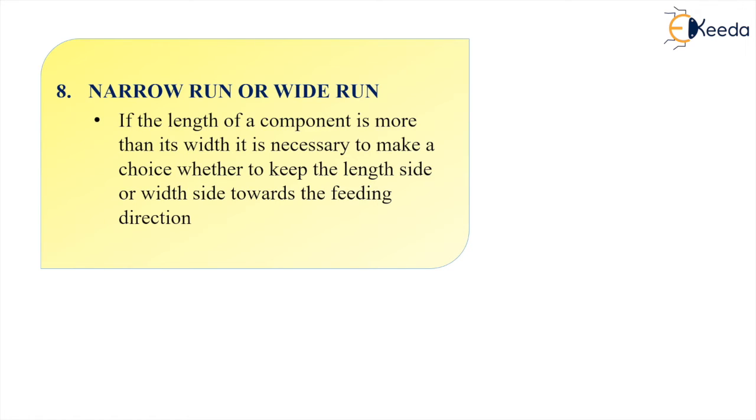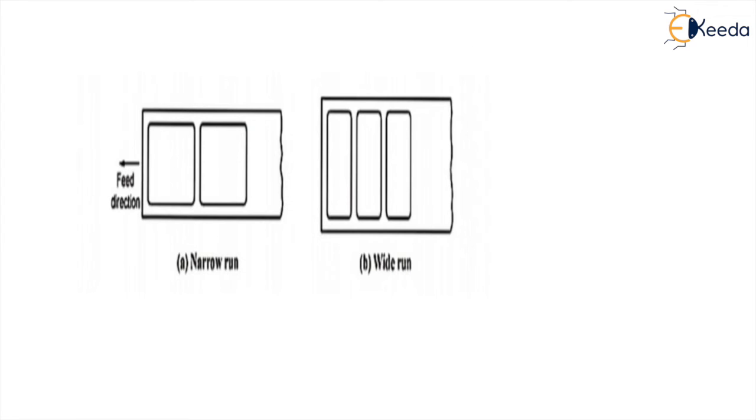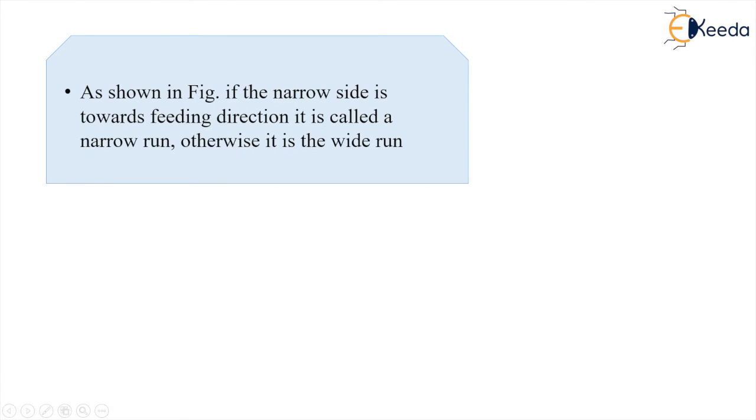So this is the decision we have to make. So how to feed this? You can see here this is the narrow run, this is the feed direction, and this is the wide. So you have to take a decision. As shown in the figure, if the narrow side is towards the feeding direction, it is called a narrow run. Otherwise, it is a wide run.